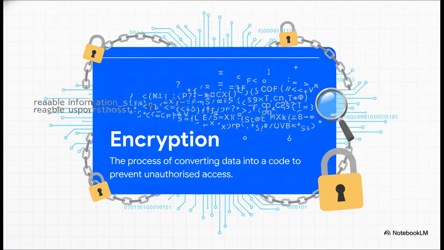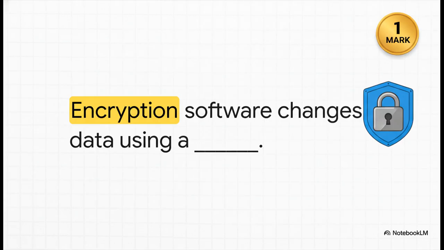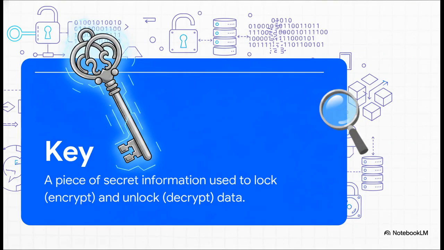The locked box analogy is perfect. You're putting your message in a box and snapping the lock shut. And boom, that gives us our first answer. The word they're looking for, the one straight from the mark scheme, is encryption. So, encryption software. Simple as that. First mark, done.